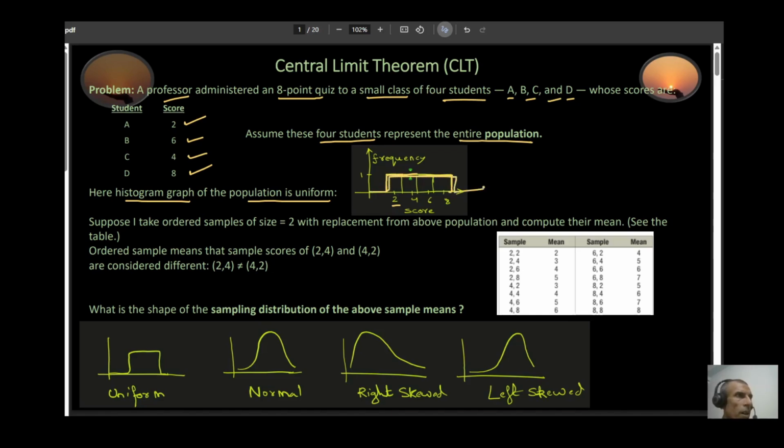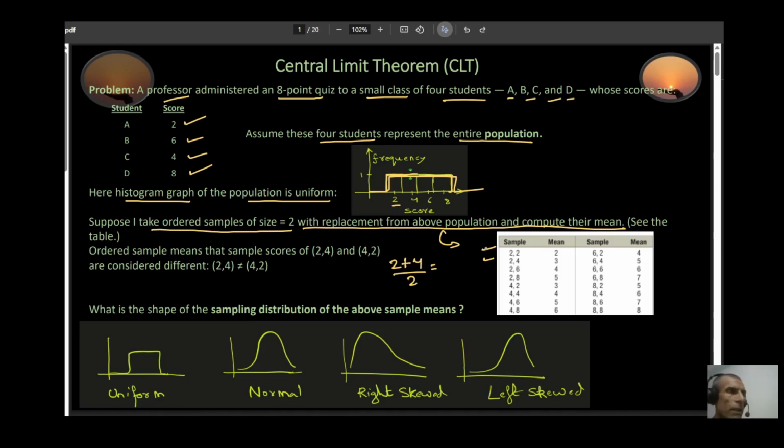Okay. All right. Suppose I take ordered samples of size 2 with replacement from the above population and compute their mean. So I'm doing it right here. This is where this process is done. So I take a sample 2 comma 2, and the mean for 2 and 2 would be 2, right? If I take another sample, let's say 2 comma 4, the mean would be 3. You can determine that: 2 plus 4, divided by 2, and the answer is 3. This is how you calculate your mean.